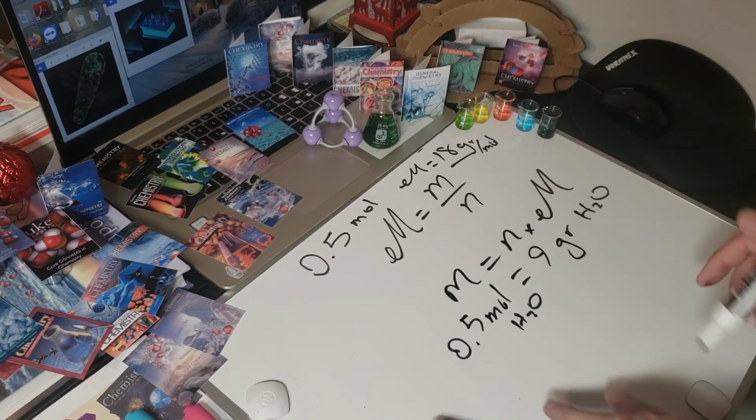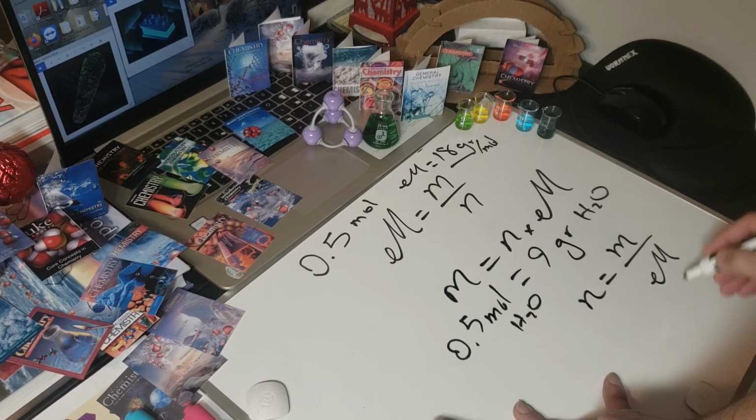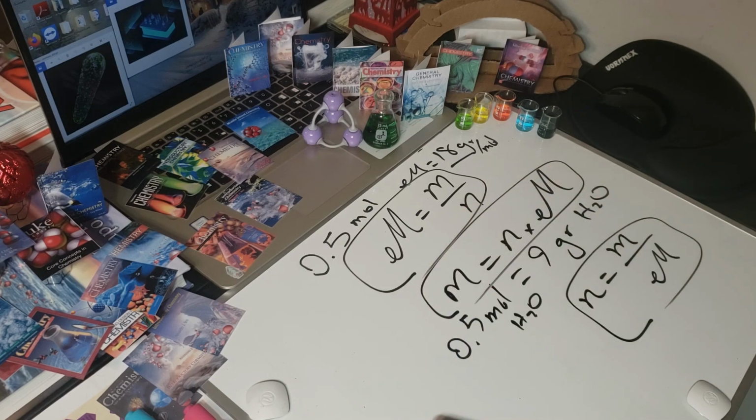You could also solve that for n, and n then becomes mass divided by the molar mass. It gives you the number of moles. So all three versions of it you should be able to rearrange and work with. That is also important in chemistry.